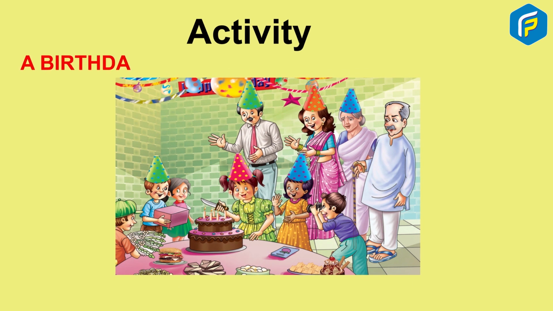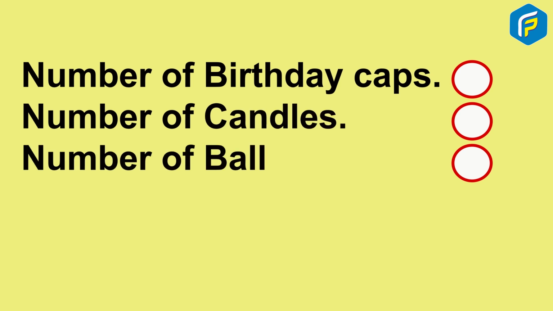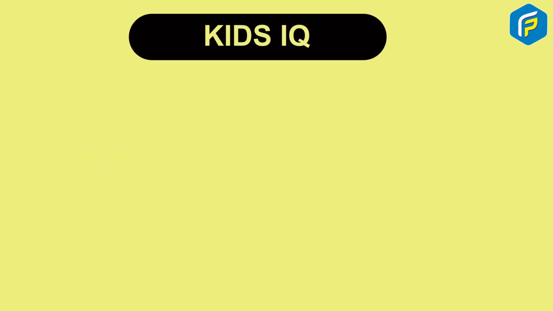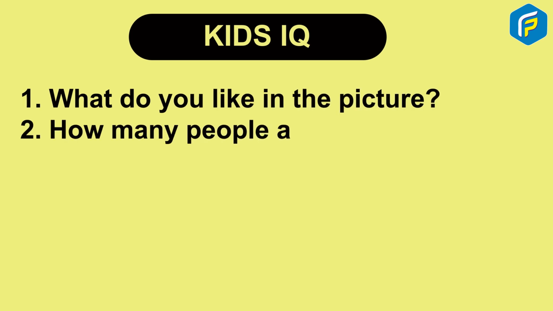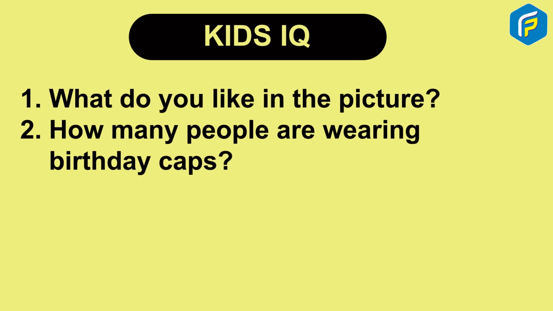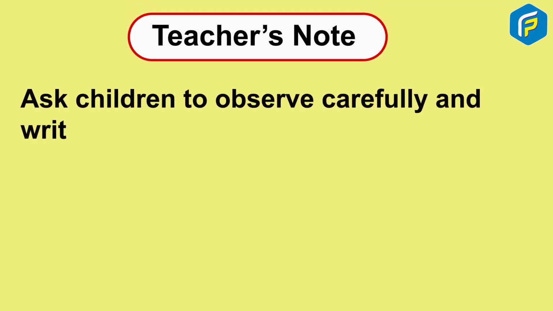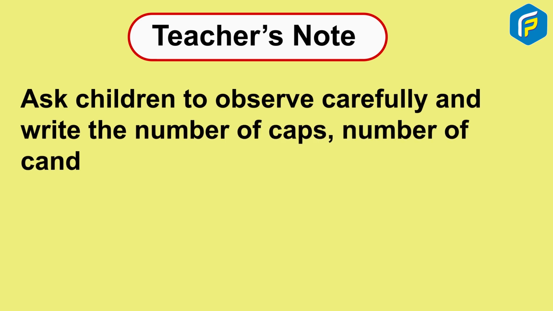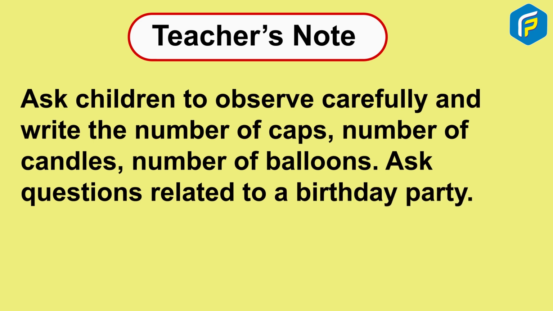Activity. A birthday party. Count and write the total number of everything that you can see in the picture. Number of birthday caps, number of candles, number of balloons. Kids IQ. 1. What do you like in the picture? 2. How many people are wearing birthday caps? Teachers note. Ask children to observe carefully and write the number of caps, number of candles, number of balloons. Ask question related to a birthday party.